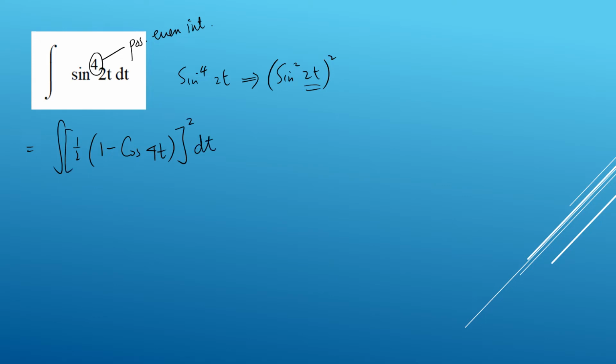Okay? 1/2 of the quantity 1 minus cosine 4t is good only for sine squared. Our integrand is sine raised to 4. So we have to square the entire term. Then we write the constant before the integral. 1/2 squared, that is 1/4 integral of 1 minus cosine 4t, quantity squared, in the expanded form is 1 minus 2 cosine of 4t plus cosine squared of 4t dt.